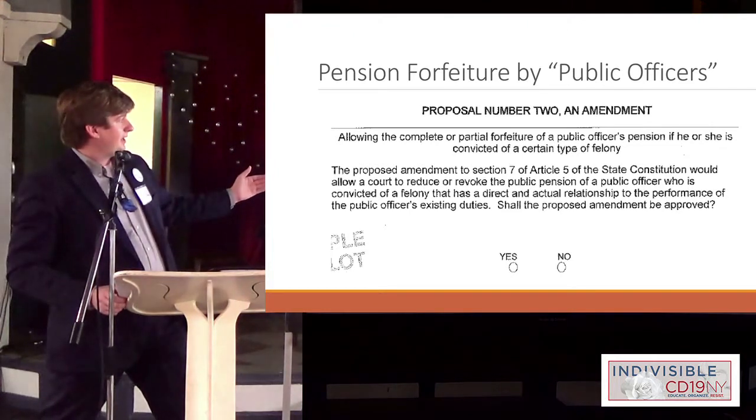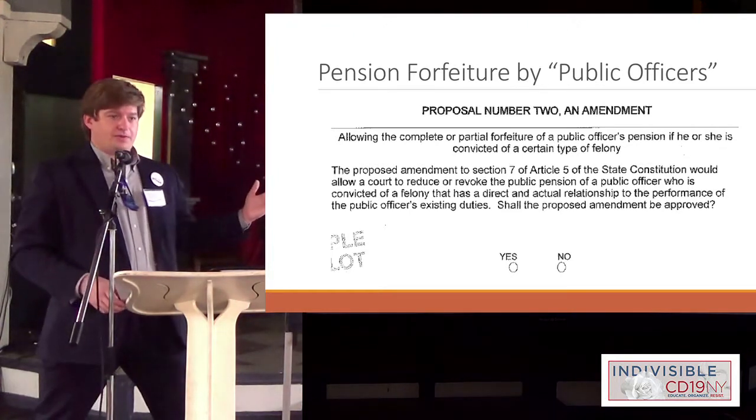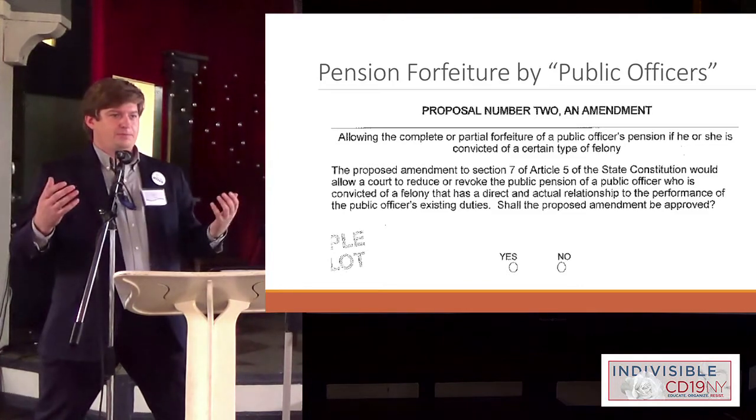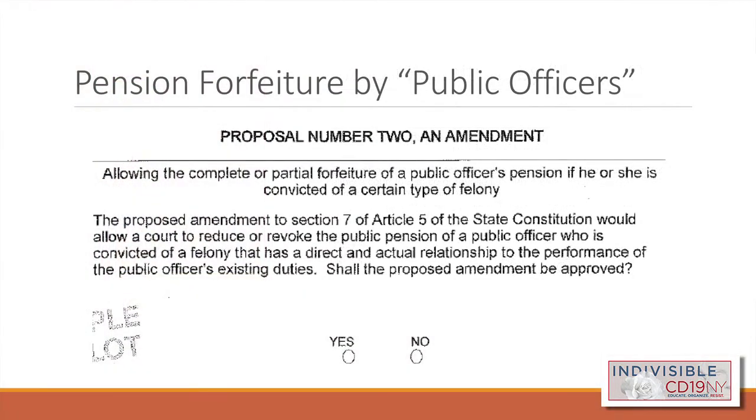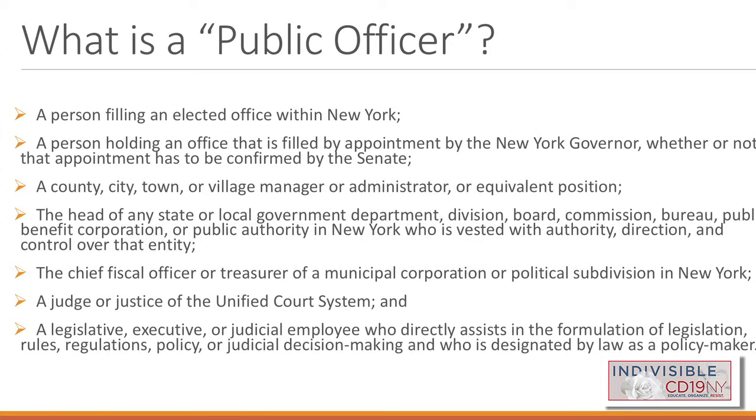And the next slide is how do you define a public officer? It's pretty self-explanatory. If you're an elected official, if you're appointed by the governor to an office of public trust, you've got judges, town, city, village managers, mayors, heads of municipal departments, legislators. If it's somebody who is in a position of public trust, whether elected or appointed in a government entity, that's basically what a public officer is.